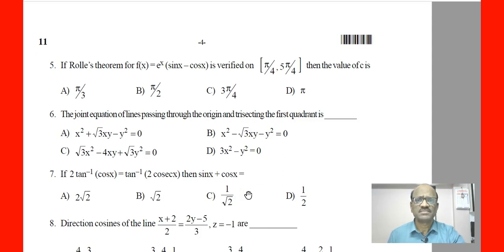Now next question. The joint equation of the lines passing through the origin and trisecting the first quadrant is, now we'll see the answer. Here is a question from straight line, joint equation. The lines pass through the origin, trisecting the first quadrant. The first line will make an angle pi by 6 with the x-axis, and the second line will make an angle pi by 3, because they are trisecting that quadrant. Trisecting means the measure of that angle is 90 degrees and each angle will be 30, 30, 30. Now we'll solve this example.